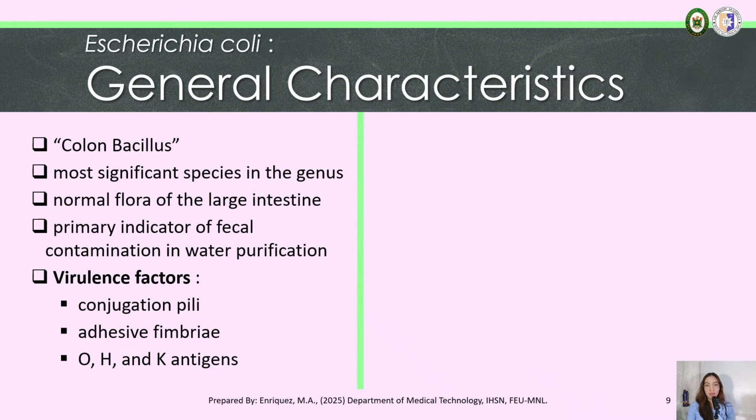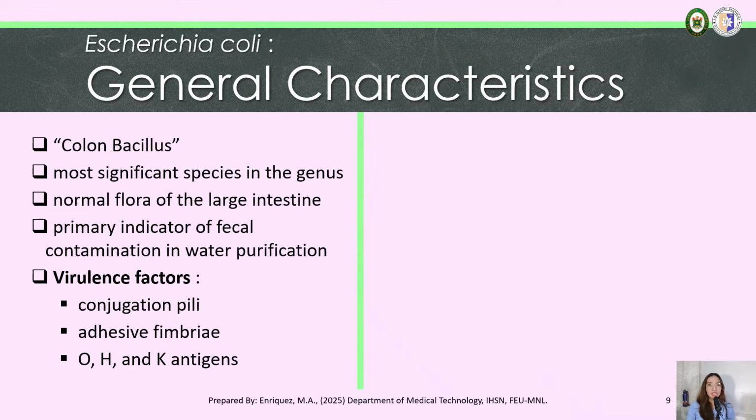Escherichia coli, commonly known as the colon bacillus, is the most clinically significant species in the genus. May mga iba pa pong species na kasama sa genus na to, such as Escherichia hermannii, Escherichia vulneris, and Escherichia albertii. But again, focus muna po tayo sa Escherichia coli dahil dito pa lang ang dami na nating kailangan aralin.